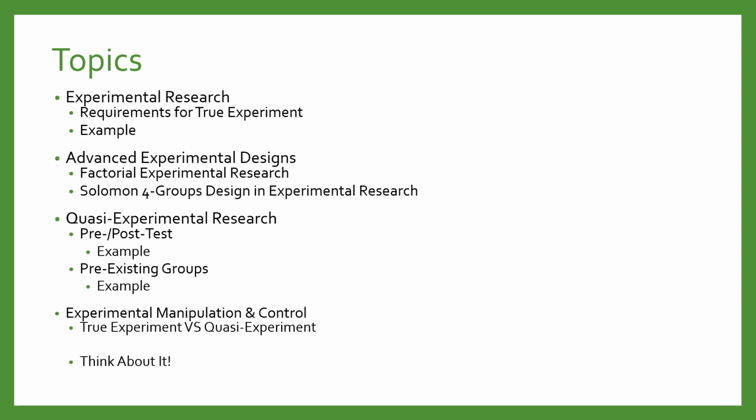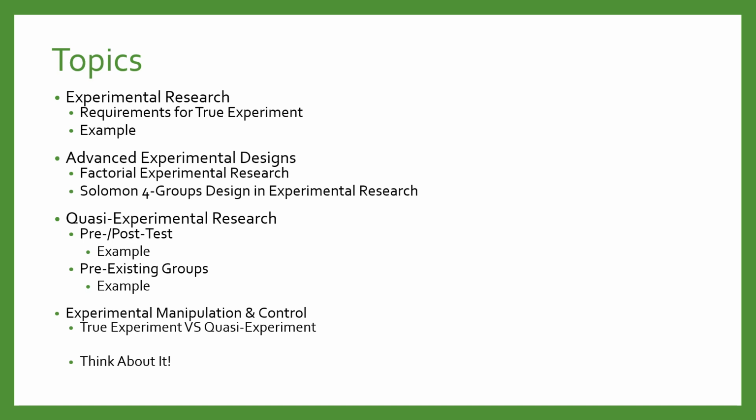So I'm going to go over all of the requirements for a true experiment that would give you the opportunity to make that causal inference, and then provide an example of experimental research. And then I'll give you an overview of two more advanced experimental designs, where we have the factorial or two-factor experimental design, and then my personal favorite, the Solomon four groups design for experimental research.